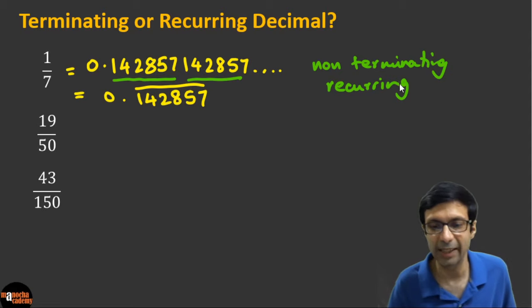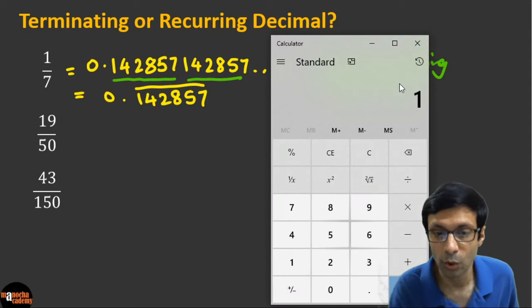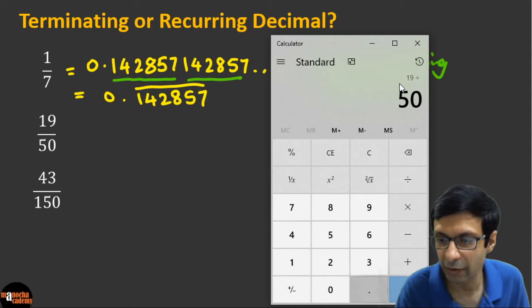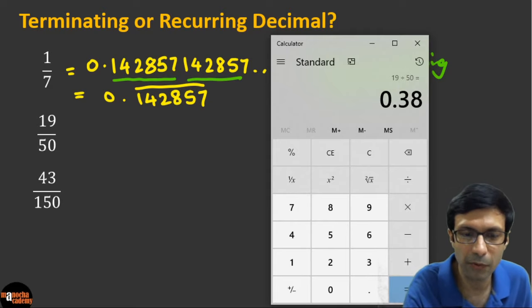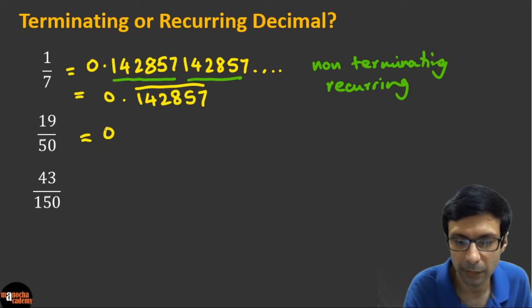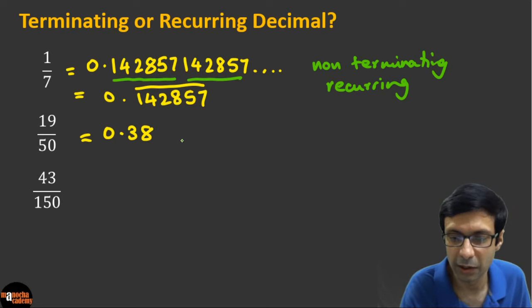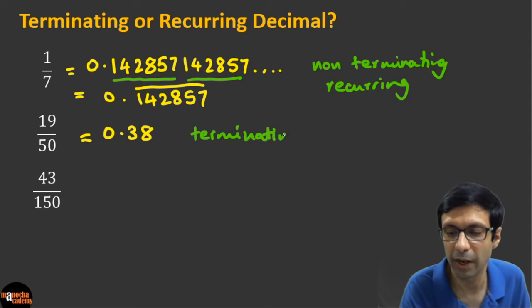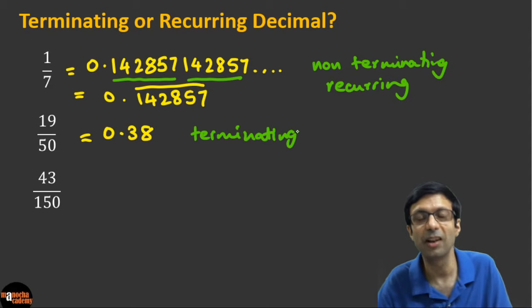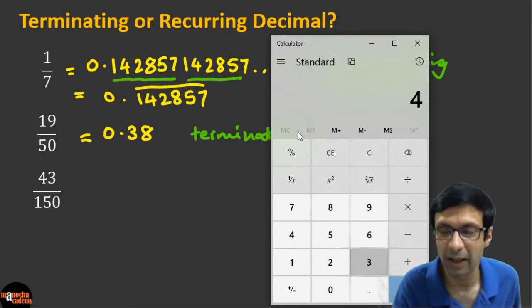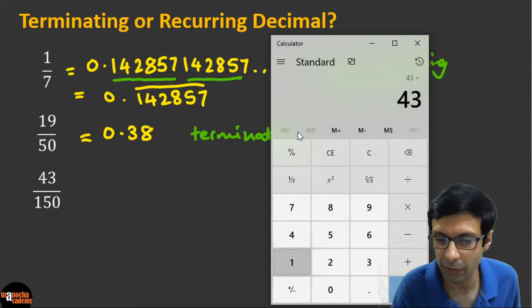Now let's take a look at 19 by 50. Again, we want to decide, is it terminating or recurring? We'll divide and check, right? So 19 by 50, sorry, not by 5. So 19 by 50 is 0.38. And here, can you see that it is a terminating decimal number? Here we are doing all these divisions and finding it out. But I'm going to show you a simple trick where you don't have to do the division. We're going to come to that, and let's do the last number, 43 by 150, guys.